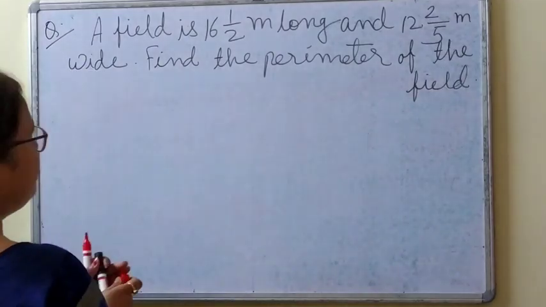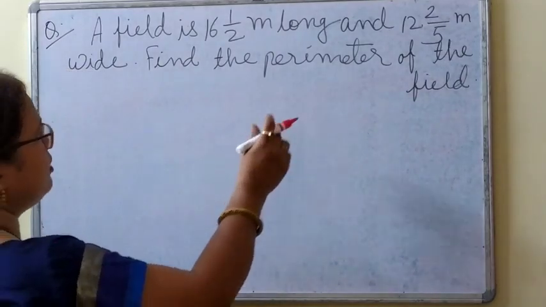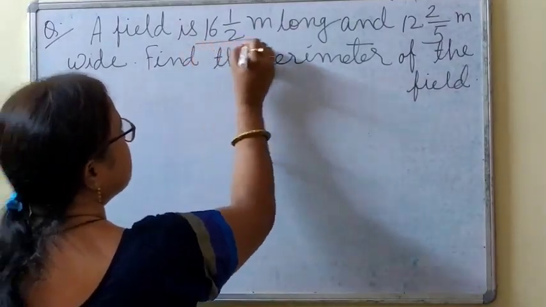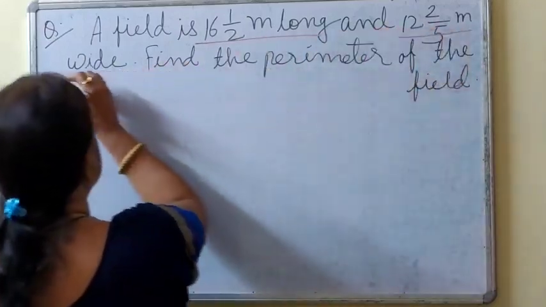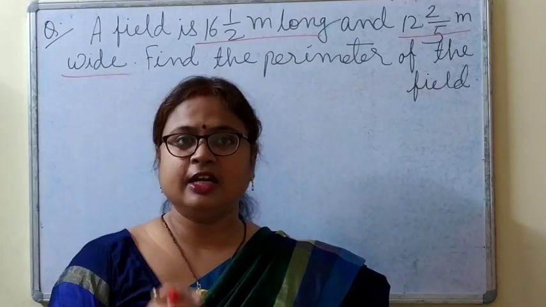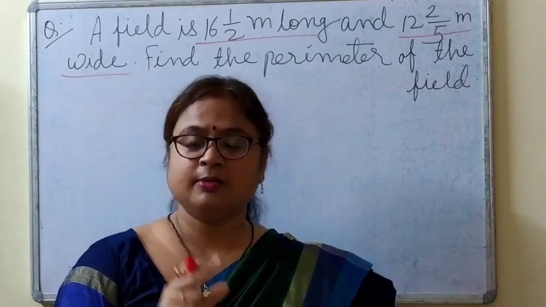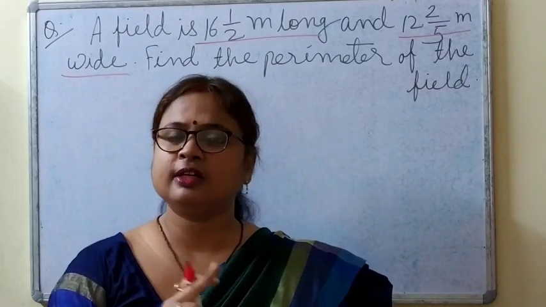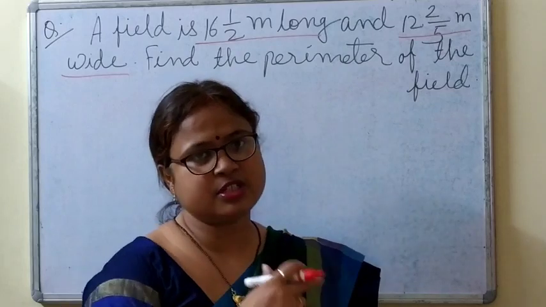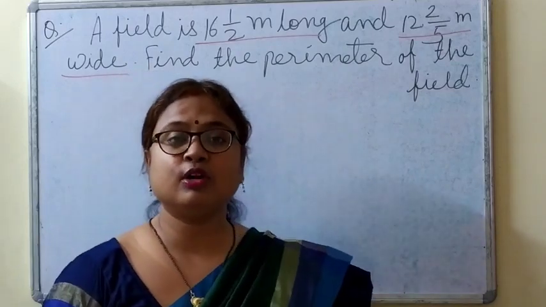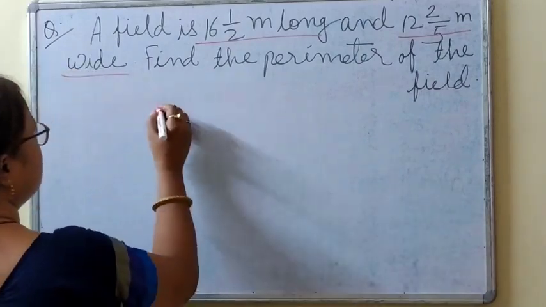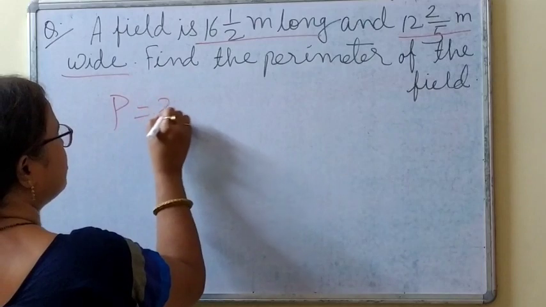So how will we find it? Perimeter of the field. What is the formula for the perimeter of the field? Now it is very clear that this one is length and this one, wide, means the breadth. Which type of field is this, rectangular or square? Rectangular, because in a rectangle the length and breadth are different, whereas in a square all the sides are the same. So this is a rectangular field. And what is the formula to find the perimeter of a rectangular field?